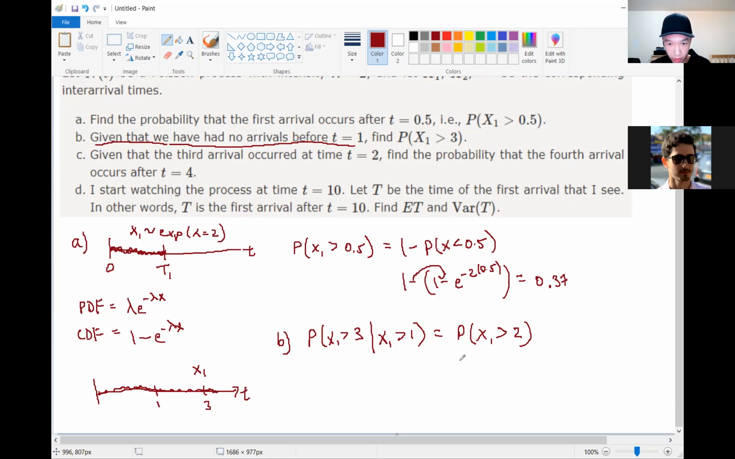Also, don't confuse this with independence. Someone asked me what the difference is between memoryless and independence. Memoryless allows us to rewrite the two statements as such, from here to here. However, if you were to apply independence, you wouldn't get this equivalence. You would just get the probability that x1 is greater than 3, which is obviously not the same. We're not using independence here, we're using memoryless.